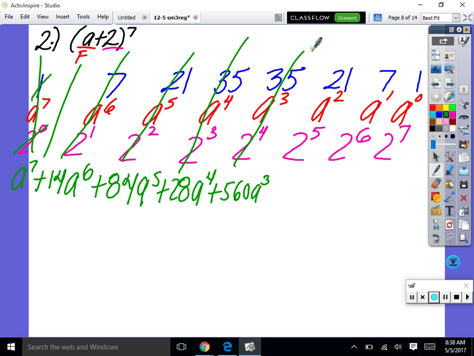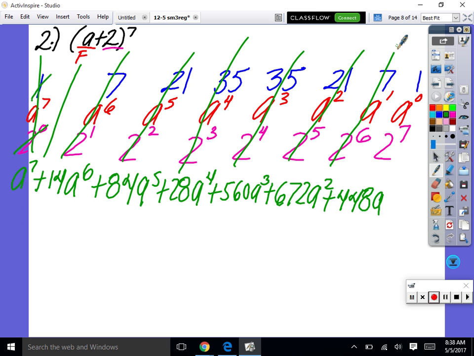21 times 2 to the fifth, go. So plus 672a to the second, awesome. 7 times 2 to the sixth, go. Plus 448a to the first, which is a. 1 times 1, and then times 2 to the seventh. What's 2 to the seventh? And I'm done. I just multiplied out a plus 2 to the seventh in a seventh of the time. Isn't that cool, guys? It is way cool. Okay, so can you guys do one by yourself?